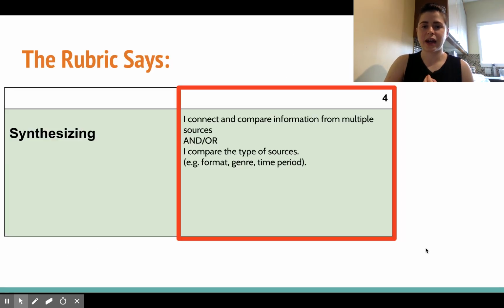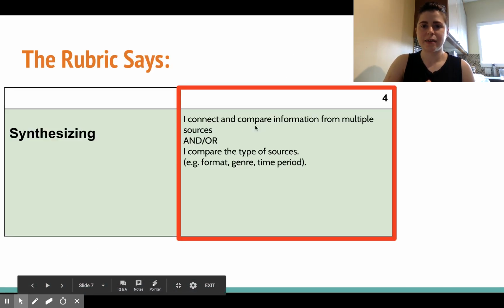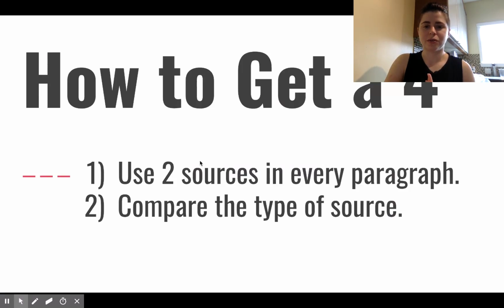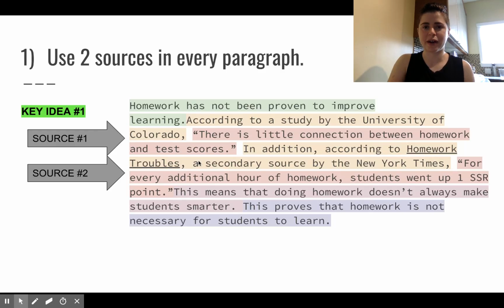The rubric says, I compare and connect information from multiple sources, and I compare the type of sources. So we know that in order to get a 4, you need to use two sources in every paragraph or compare the type of source. So let's look at some examples of how that looks.